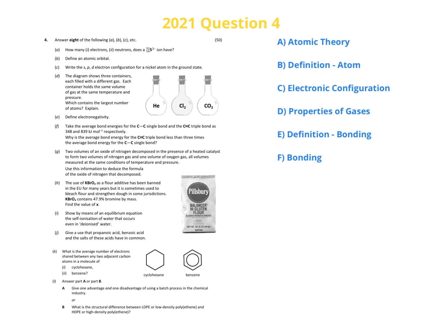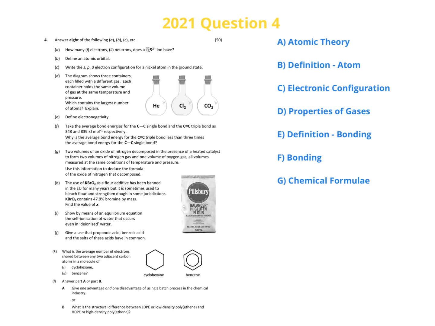Part G then says 2 volumes of an oxide of nitrogen decomposed in the presence of a heated catalyst to form 2 volumes of nitrogen gas and 1 volume of oxygen. All volumes are measured at the same temperature and pressure, and it says use this information to deduce the formula of the oxide of nitrogen that decomposed. So this would be looking at chemical formulae, and we'll have a look at that in a moment.